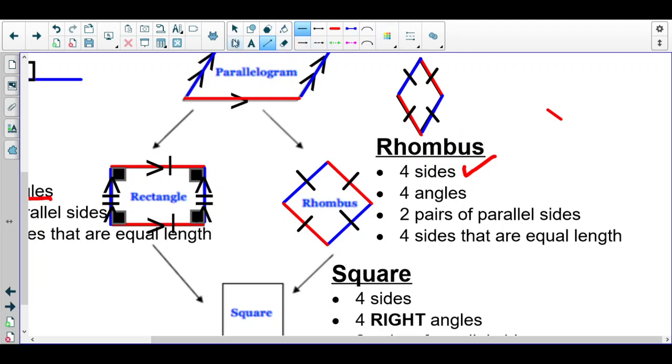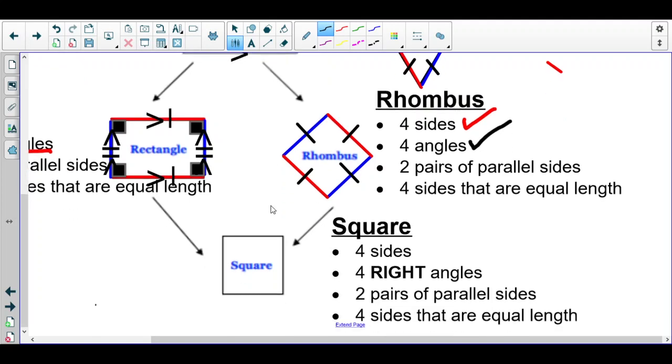So we do have 4 angles, 2 pair of parallel sides. We've shown that, the 2 blues and the 2 reds, and then 4 sides that are of equal length. So that's our indicator right there. So that's what makes a rhombus. A rhombus.